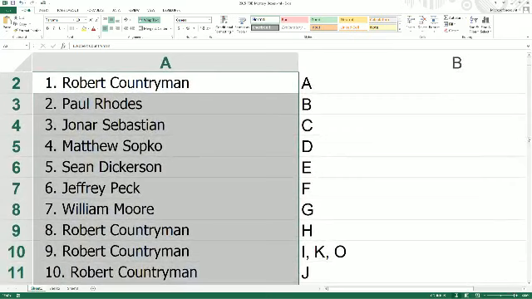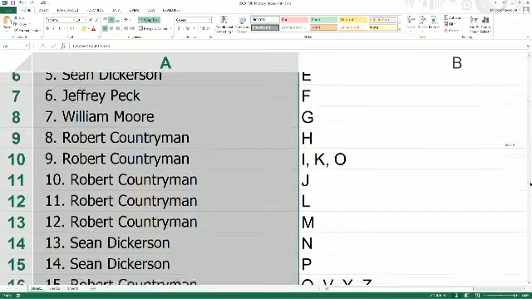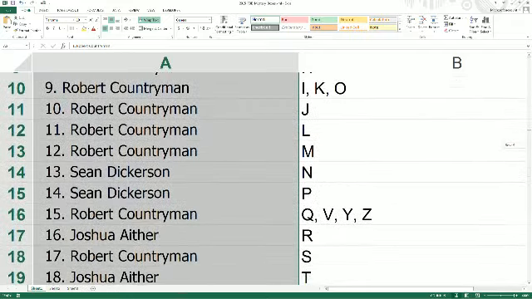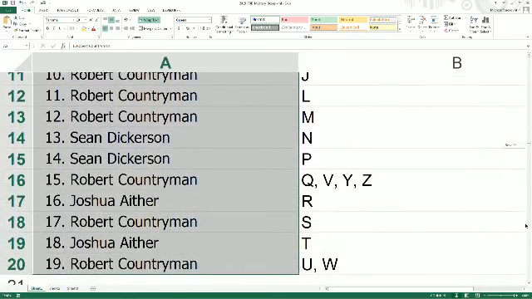All right, Robert C., the letter A. Paul R. with B. Yonar, you have a C right there. Matthew Sopko with D. Sean D. has the letter E. Jeffrey P., you have the letter F. William M., the letter G. Robert C., H-I-K-O. Also, you have the letter J right there, as well as L and M. Sean D. comes in with the letter N and P. Robert with Q, V, Y, Z. Joshua, you have the letter R. Robert C., the letter S. Joshua A., you have the letter T. And Robert C., you have U and W.